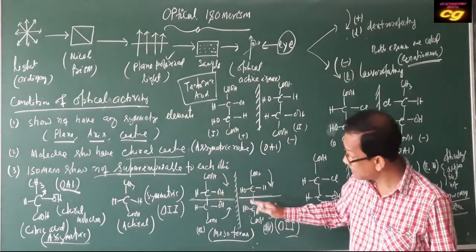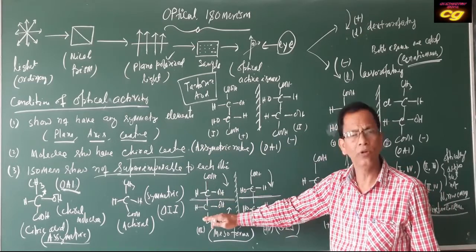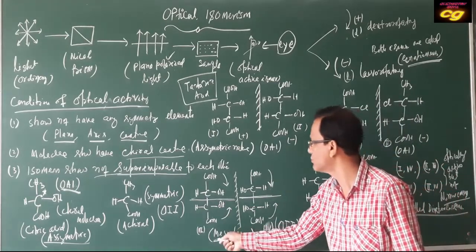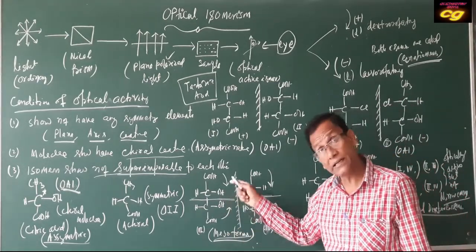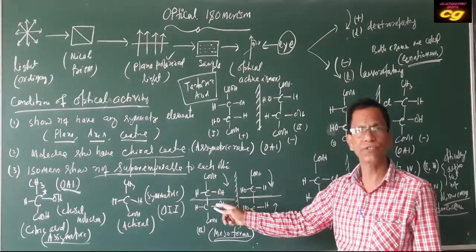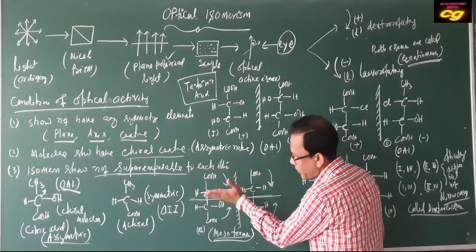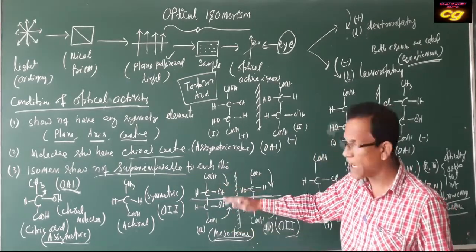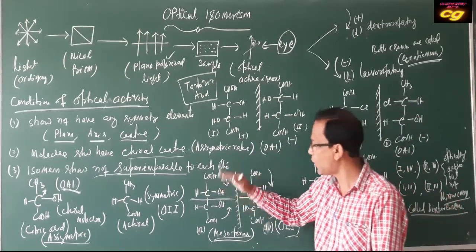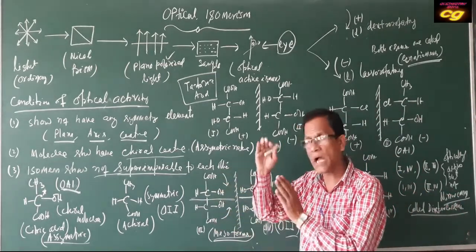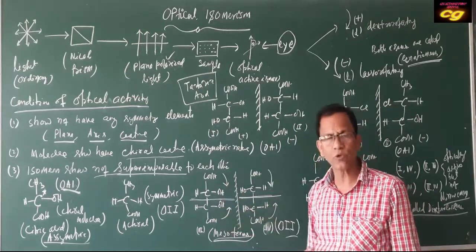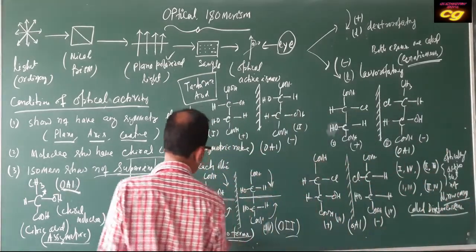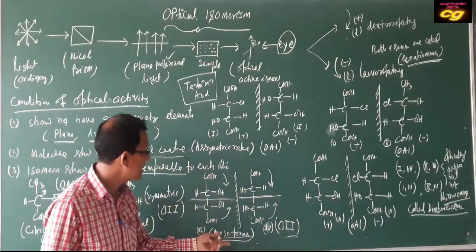The upper part is equal to the lower part. Both are equal. That's why it is called a meso compound. What is a meso compound? Optically inactive, but mirror image. Mirror image is there, but optically inactive due to rotation of upper half and lower half in opposite directions. One half opposes the other half. That's why it cannot rotate light. That's why it is called an optically inactive isomer and a meso compound.